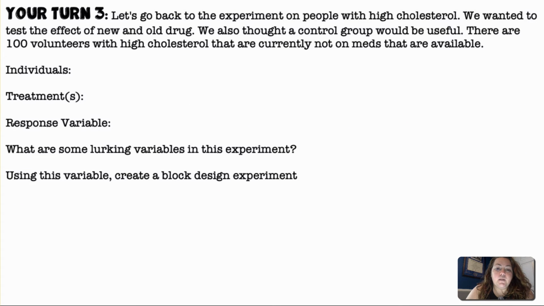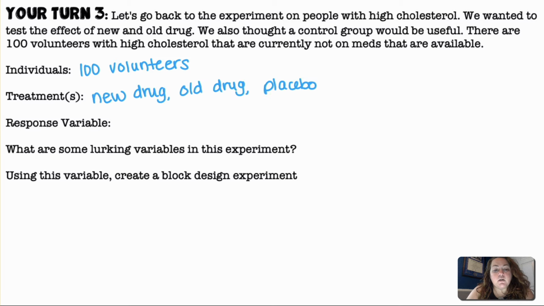All right, let's go back to the experiment on people with high cholesterol. We want to test the effect of a new drug and an old drug. We also thought a control group would be useful. There are 100 volunteers with high cholesterol that are currently not on meds that are available. So my individuals are the 100 volunteers with high cholesterol. My treatments are the new drug, the old drug, and a placebo. The placebo is going to act as a control group. My response variable is their cholesterol level.